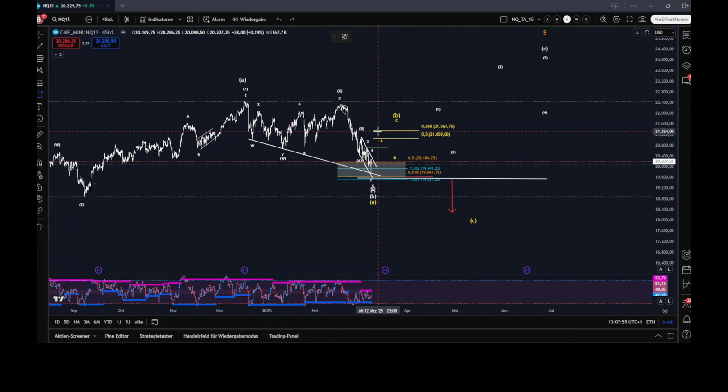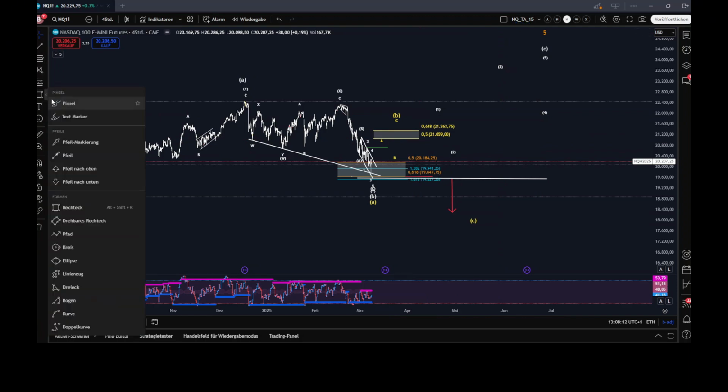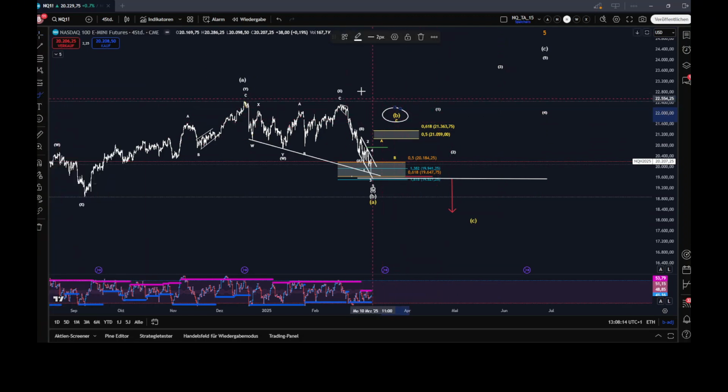Okay, and I'm going to make another target box here. Sorry, the internet is very slow here. So that would be the target box for our B wave scenario in yellow. And in the white scenario, we should take that out. We should really go through that, okay?